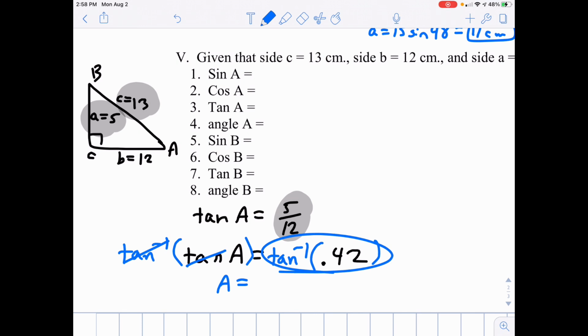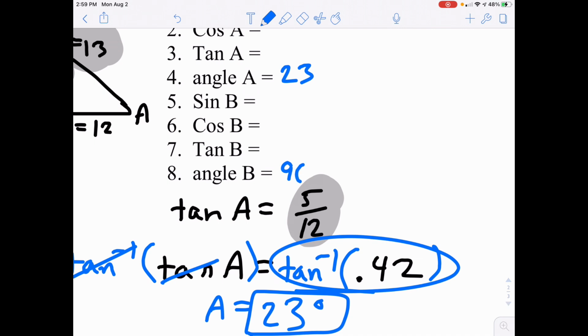So the arc tan of 0.42 is about 22.6 degrees. I'm going to round this up to the nearest degree, so I'll say 23 degrees. So angle A is 23 degrees. That means angle B has to be 90 minus 23, right? They're complementary. So 90 minus 23 is 67 degrees.